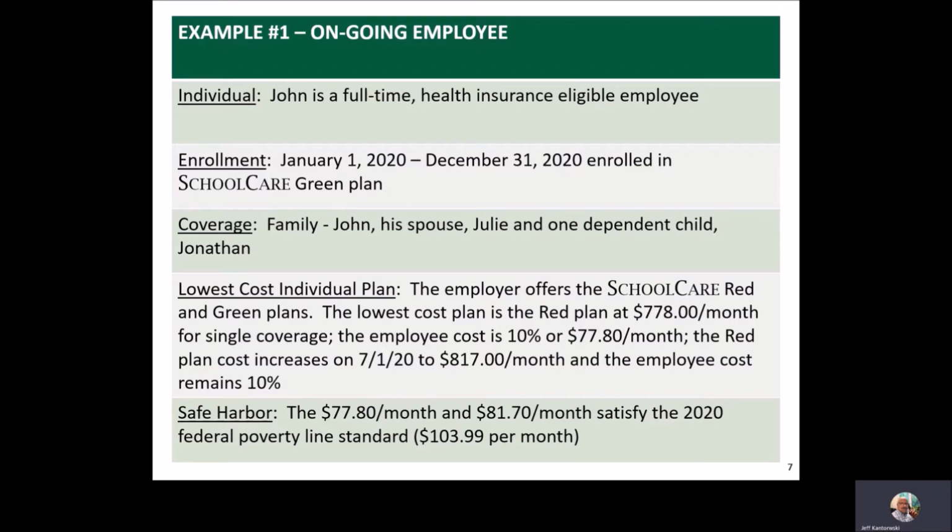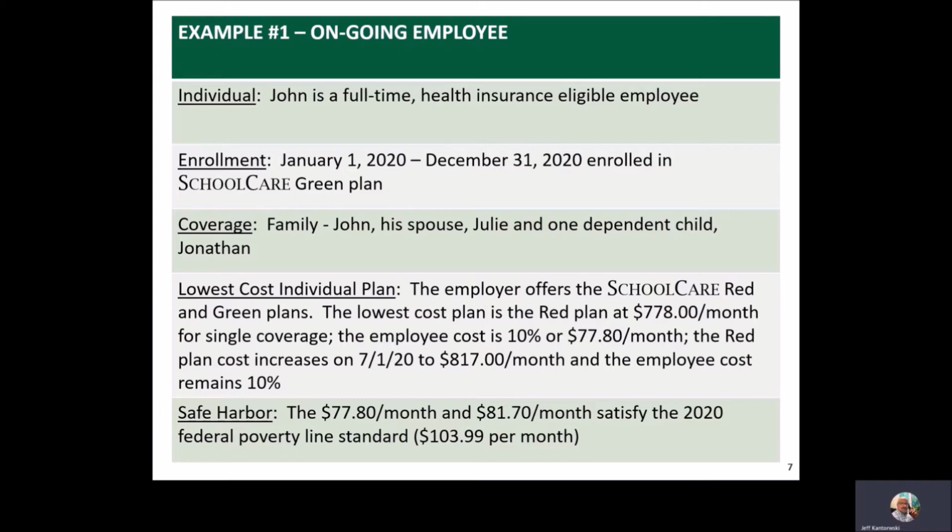John is a full-time health insurance eligible employee enrolled in the School Care green plan all calendar year. He, his spouse Julie, and child Jonathan have family coverage. His employer offers the School Care red and green plans. The lowest cost plan is the red plan at $778 per month for single coverage. The employee cost share is 10% or $77.80 per month. The red plan cost increases on July 1st to $817 per month, and the employee cost remains 10%.